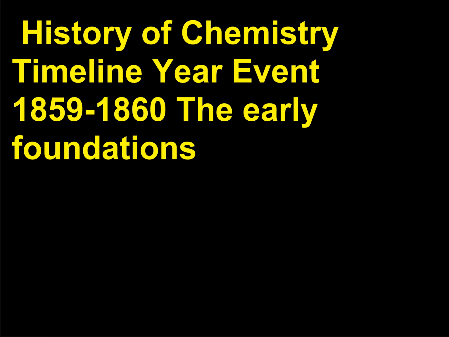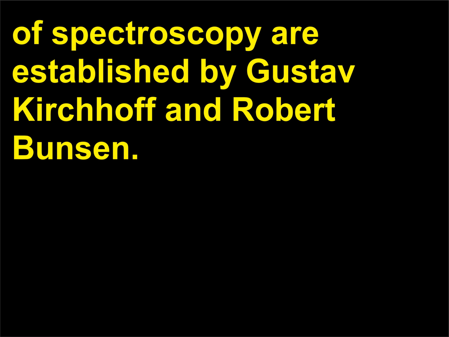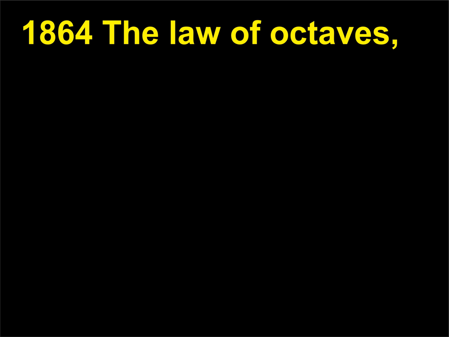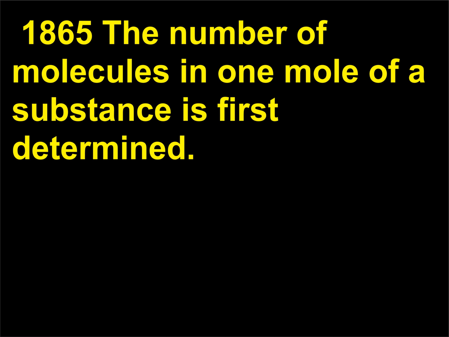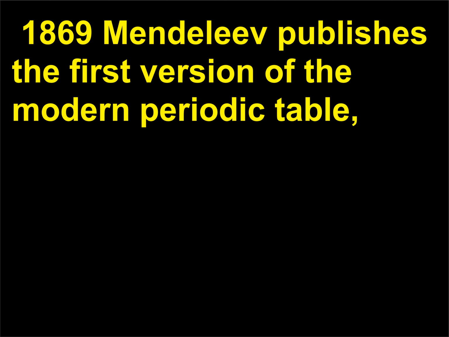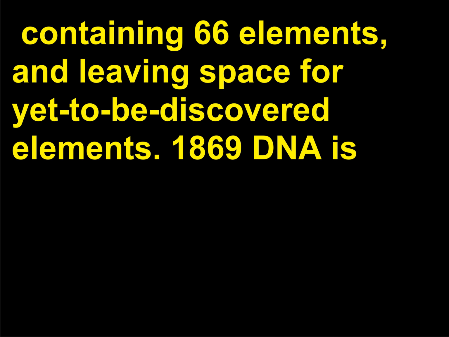History of Chemistry Timeline. 1859 to 1860: The early foundations of spectroscopy are established by Gustav Kirchhoff and Robert Bunsen. 1864: The Law of Octaves, an important step leading to development of the modern periodic table, is first proposed. 1865: The number of molecules in 1 mole of a substance is first determined. 1869: Mendeleev publishes the first version of the modern periodic table, containing 66 elements, and leaving space for yet to be discovered elements.